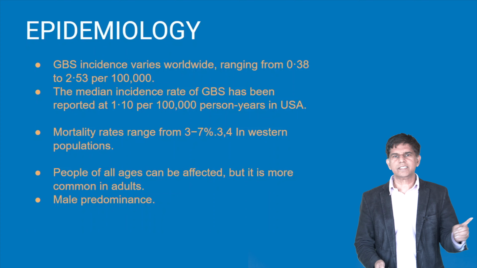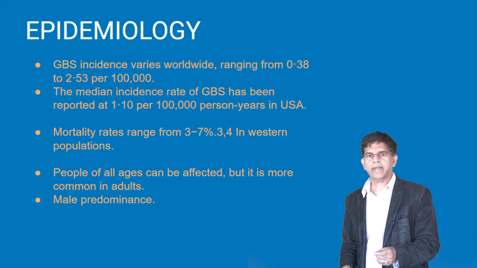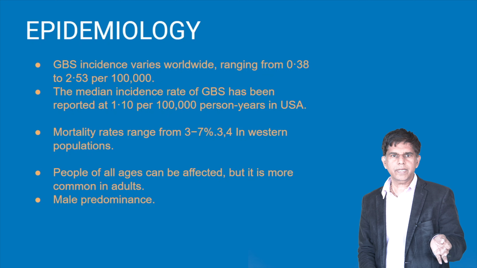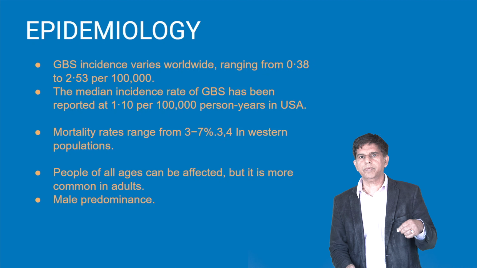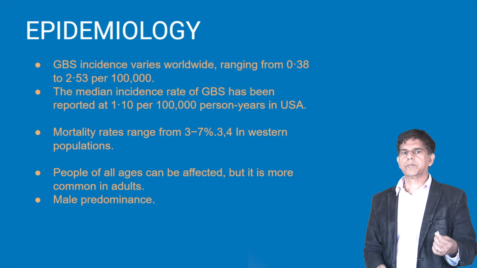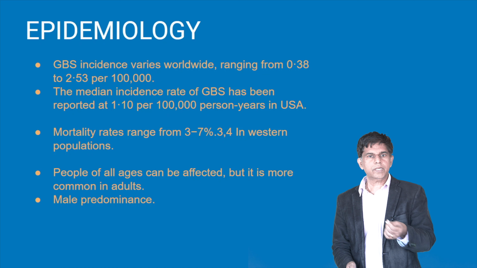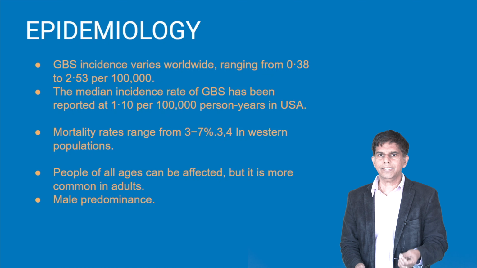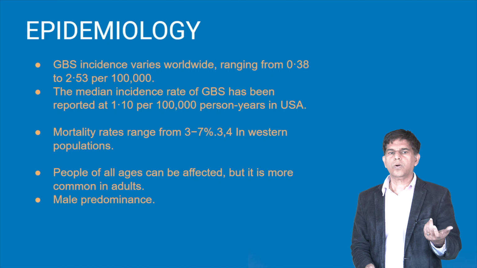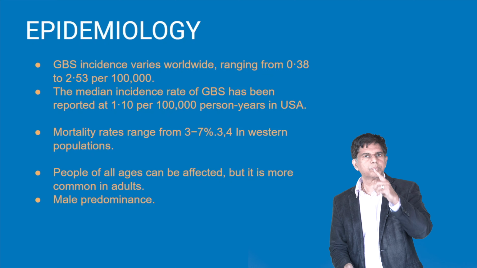Epidemiology: GBS incidence varies anywhere from 0.38 to 2.53 per 100,000. The median incidence reported is 1 to 1.10 per 100,000. Mortality ranges anywhere from 3 to 8%. All ages can be affected, with a male predominance.